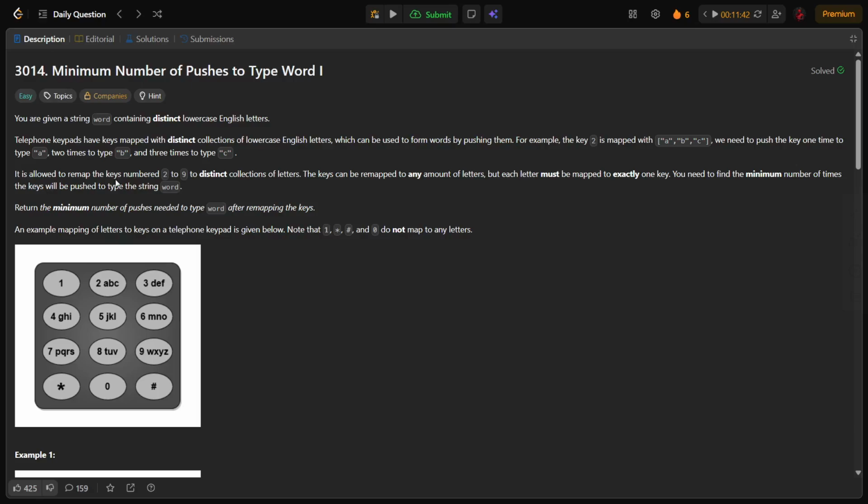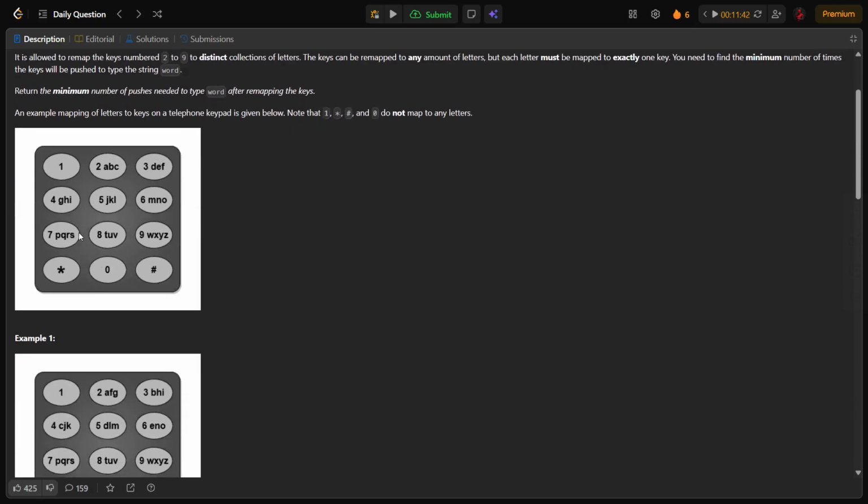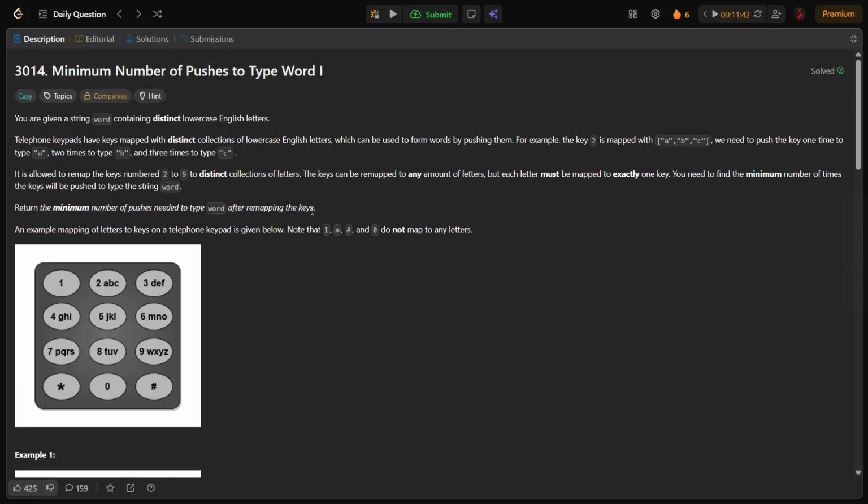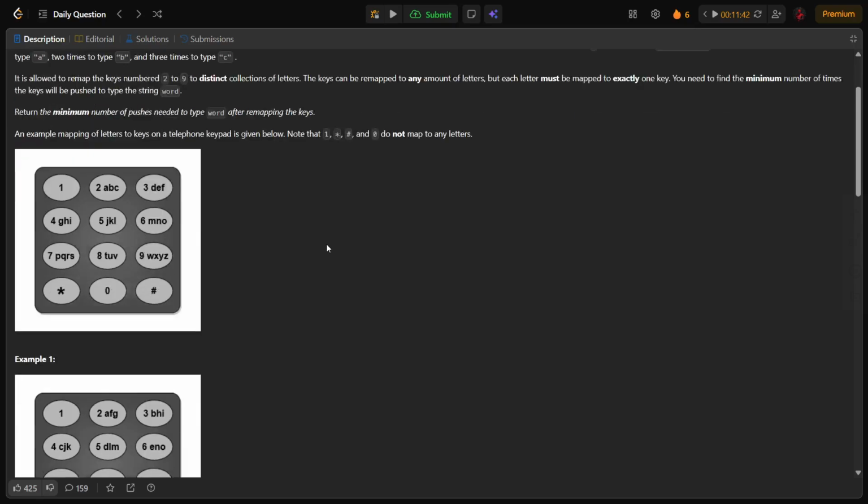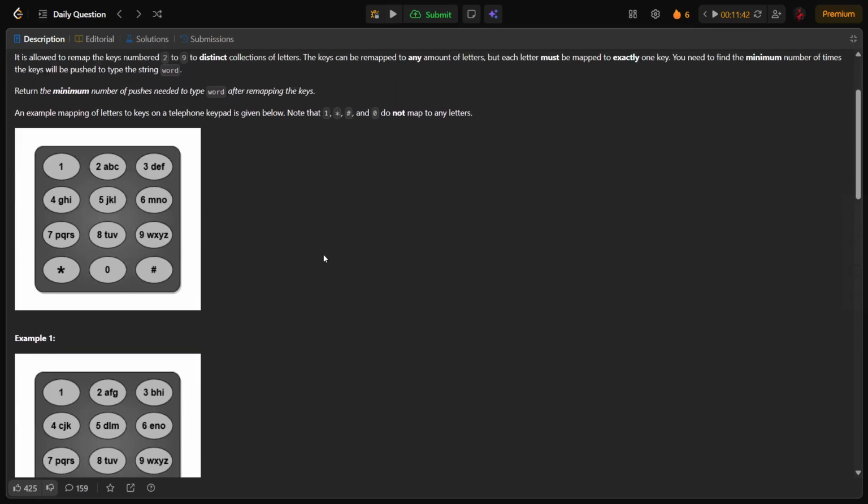It is allowed to remap the keys number 2 to 9 to distinct collections of letters. A key can be remapped to any number of letters, but each letter must be mapped to exactly one key. You need to find the minimum number of pushes needed to type the word after remapping the keys. It's a bit lengthy problem. The wording is lengthy, but in short, it is very easy.